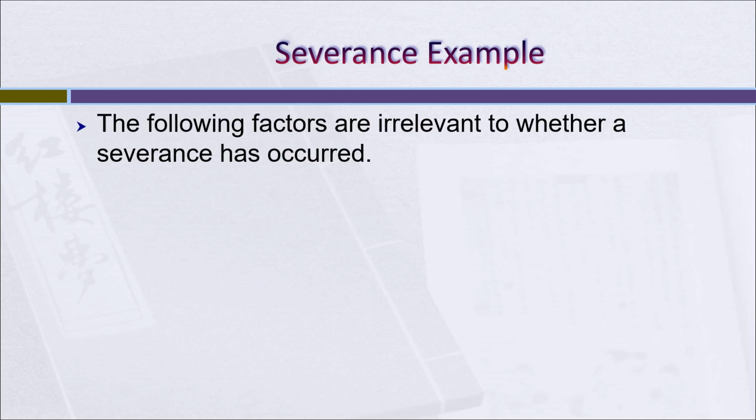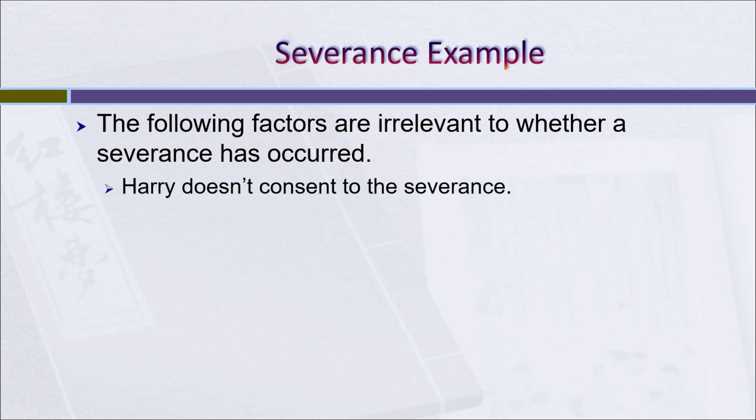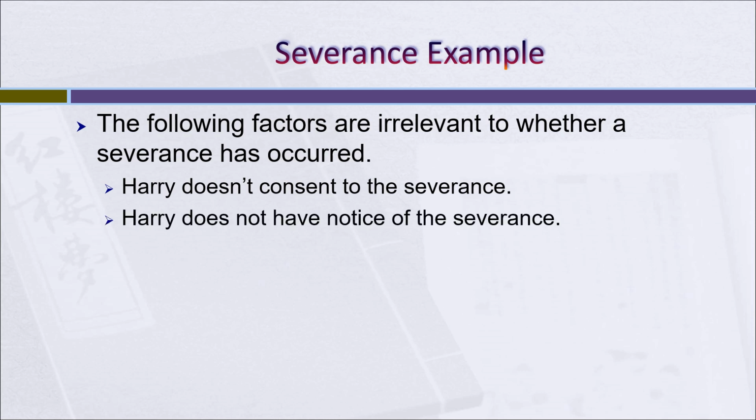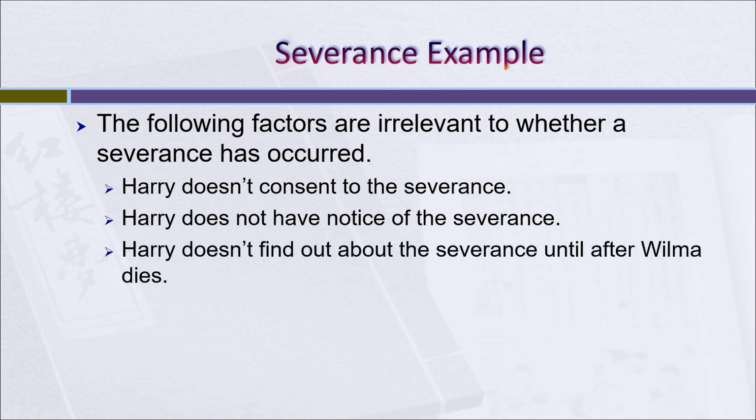Now, there are several factors that we might suspect would be relevant to deciding if a severance occurs, but in fact, they turn out not to be relevant at all. Let's look at some of those factors. Suppose Harry doesn't consent to the severance. He doesn't want a severance to occur. Perhaps he thinks he's going to survive Wilma and he'd like to get all of the property. But Harry's consent doesn't matter. His consent isn't necessary for the severance to occur. In fact, it's not even necessary that Harry have any notice of the severance. He might not be aware of it when it occurs, and in fact, Harry might not find out about it until after Wilma dies. But the severance is still effective.